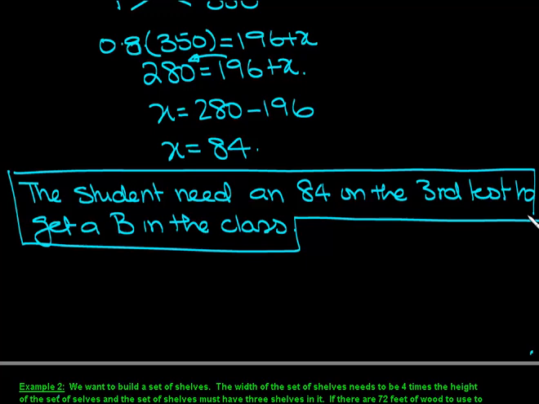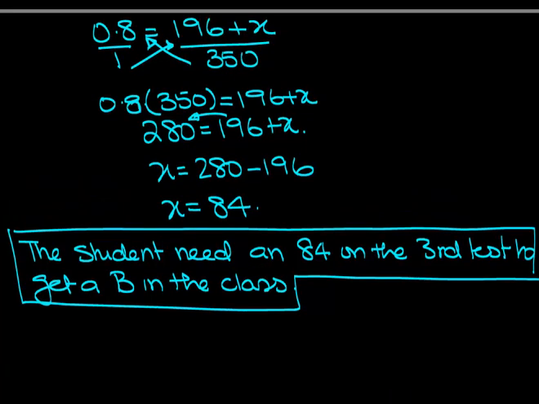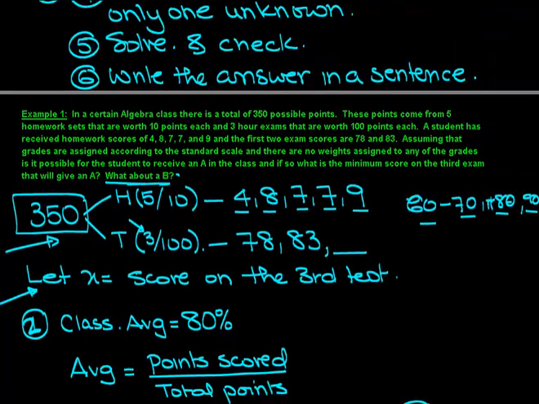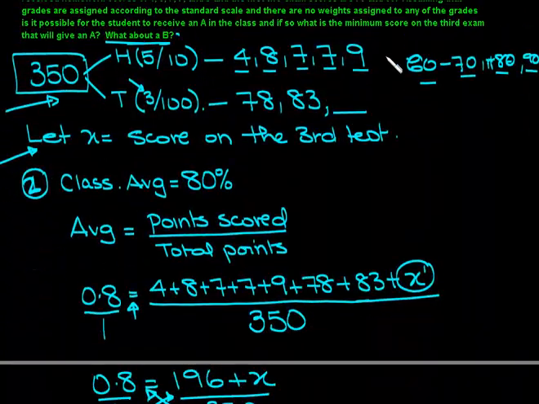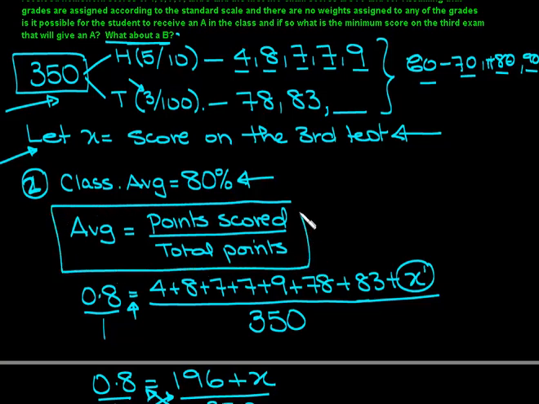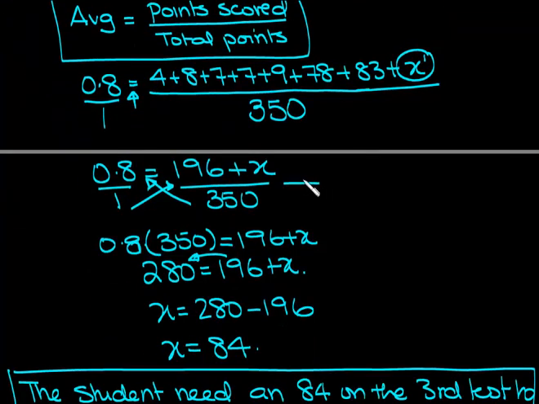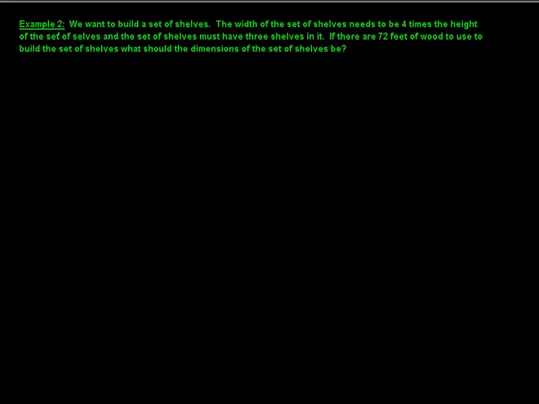Okay, so you can see this problem, we set it up exactly using the guidelines we defined earlier. We wrote down everything that was given to us. We created a variable for the unknown. We also wrote down what we needed to get an A in the class, 80%. We had to come up with a formula that relates everything. So we created our own formula, which is average is equal to the points scored divided by total points for a class. And then we plugged in everything and created our equation that we solved by cross multiplying. Okay? Alright, let's take a look at the next question.